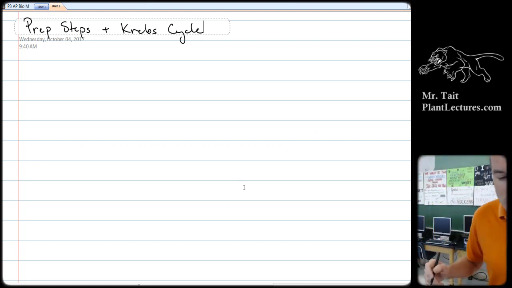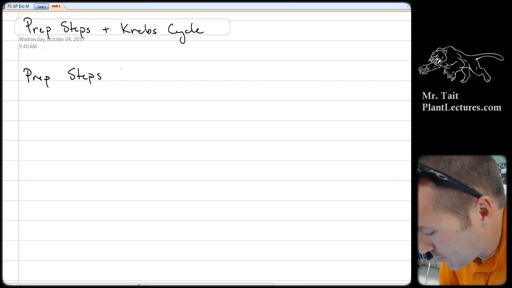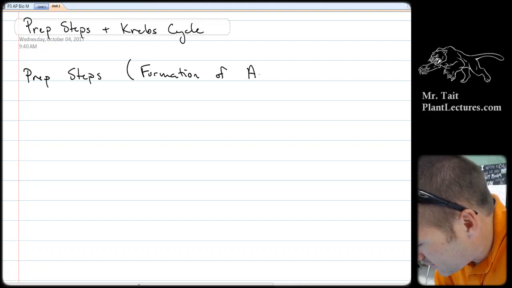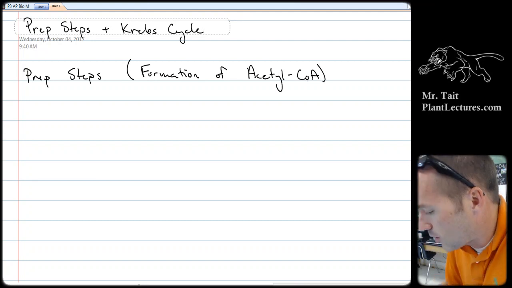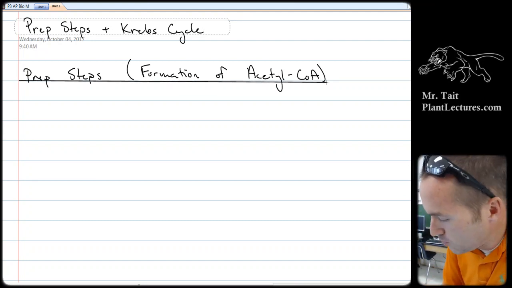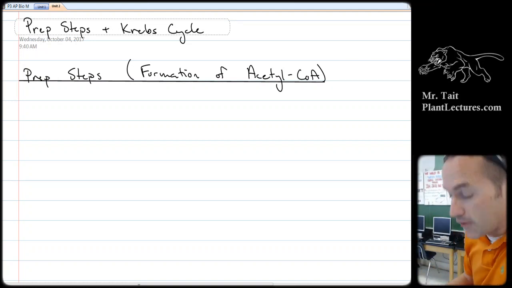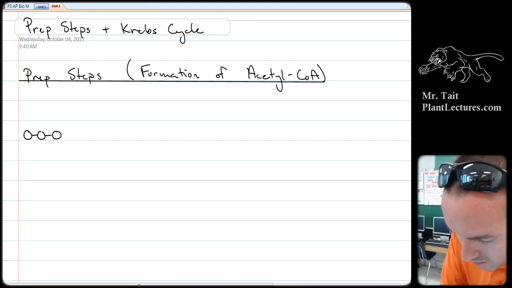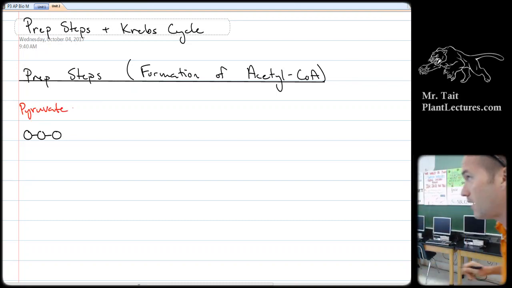All right, so let's talk about the prep steps. Sometimes the prep steps are called the formation of acetyl-CoA or acetyl-coenzyme A. These are two ways of referring to this stage. And so in this stage, you're going to need two things. The first thing that you're going to start with is a 3-carbon chain. This 3-carbon chain is called pyruvate. You should recognize the name pyruvate because pyruvate was the product of glycolysis.